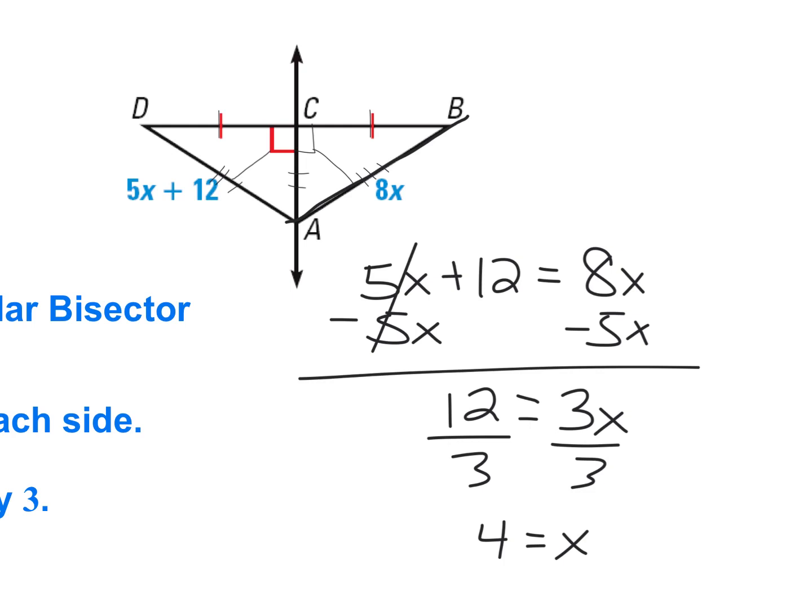Let me put it in a different color so you can see it. AB is right here. Right. We plug in the x that we just found in for that side. So we would end up getting 32 for that side.